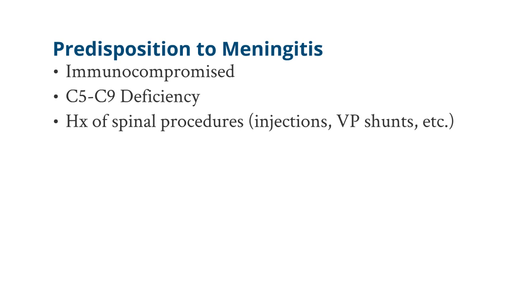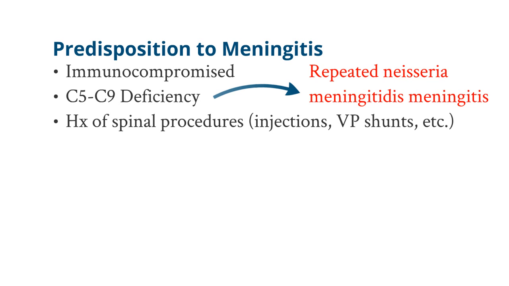In addition, complement deficiency can also predispose someone to meningitis. Complements are factors in your blood that help defend your body against certain bacteria. The way they do this is that these complements form complexes and punch holes within bacterial cell walls. So if you don't have C5 through C9 complements, you can develop repeated Neisseria meningitis infections.